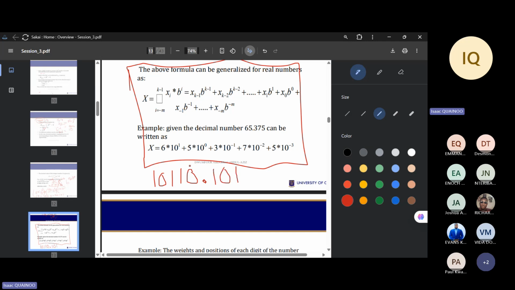We initially said that you number the positions where the last number to your right takes the least position, which is 0. And then this takes 1, this takes 2, this takes 3, and this takes 4.